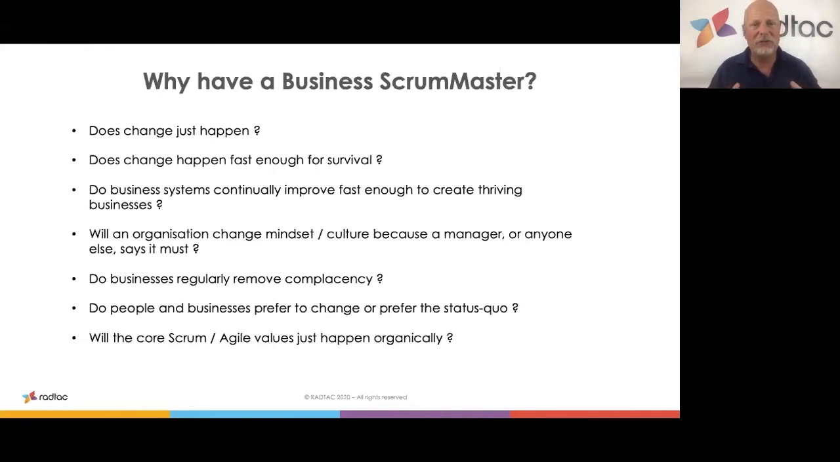So in essence, agile transformation is getting to the point that the business will continually improve. So it's transforming to the point that the business then continuously improves. In my experience, you do need transformation to get to business agility. And that's where we come in, obviously, amazing Scrum Masters come in. Will an organization change mindset and culture because a manager or anyone else says it must? Not in my experience. No matter who's saying we must do this. I've seen numerous occasions where large organizations have a new CEO or CIO or CMO or whatever.